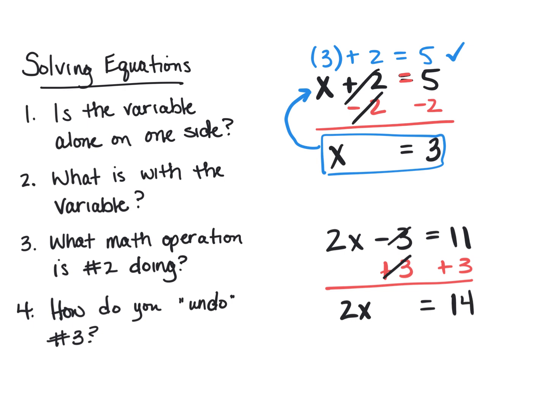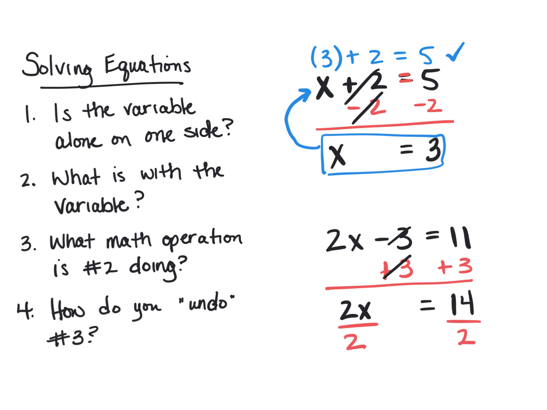All right, now start the questioning over again. Number 1, is the variable alone on its side of the equation? Nope, still not. What is with the variable? A 2. What kind of math operation is the answer to number 2 doing? Well, it's multiplying. So how do I undo multiply? I divide. So I'm going to divide by 2 equally to both sides.